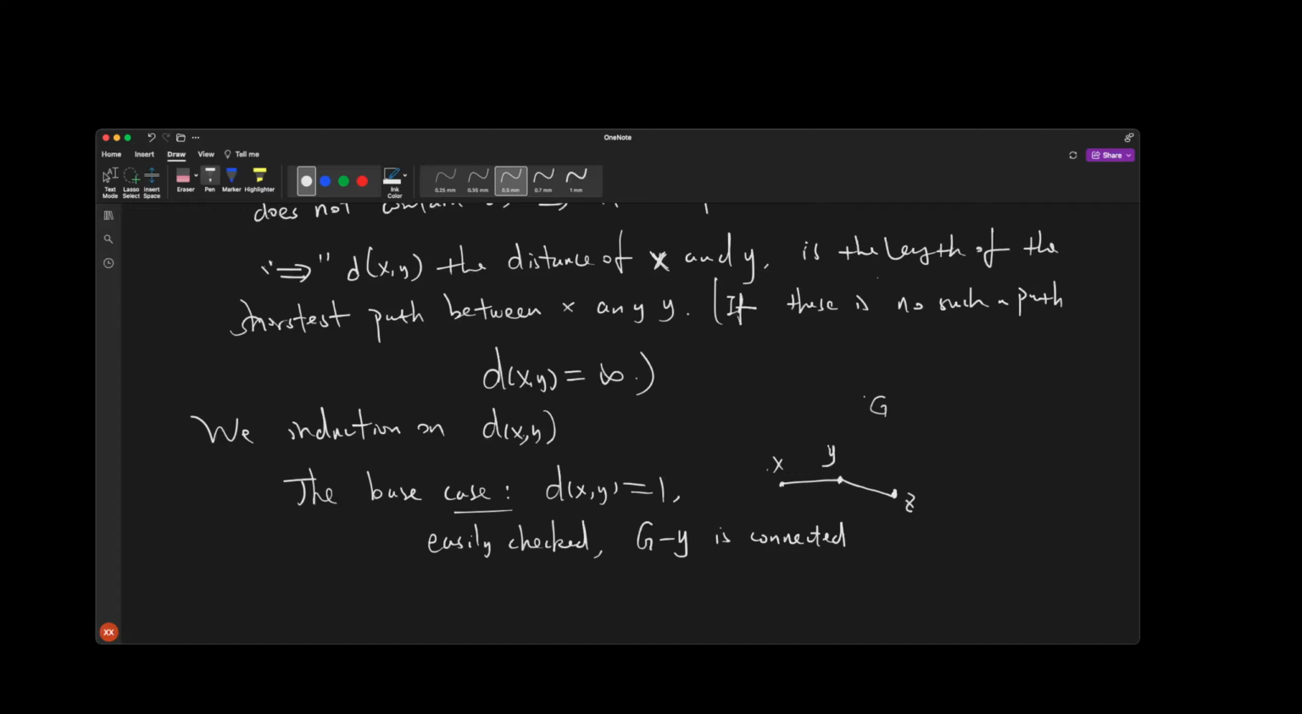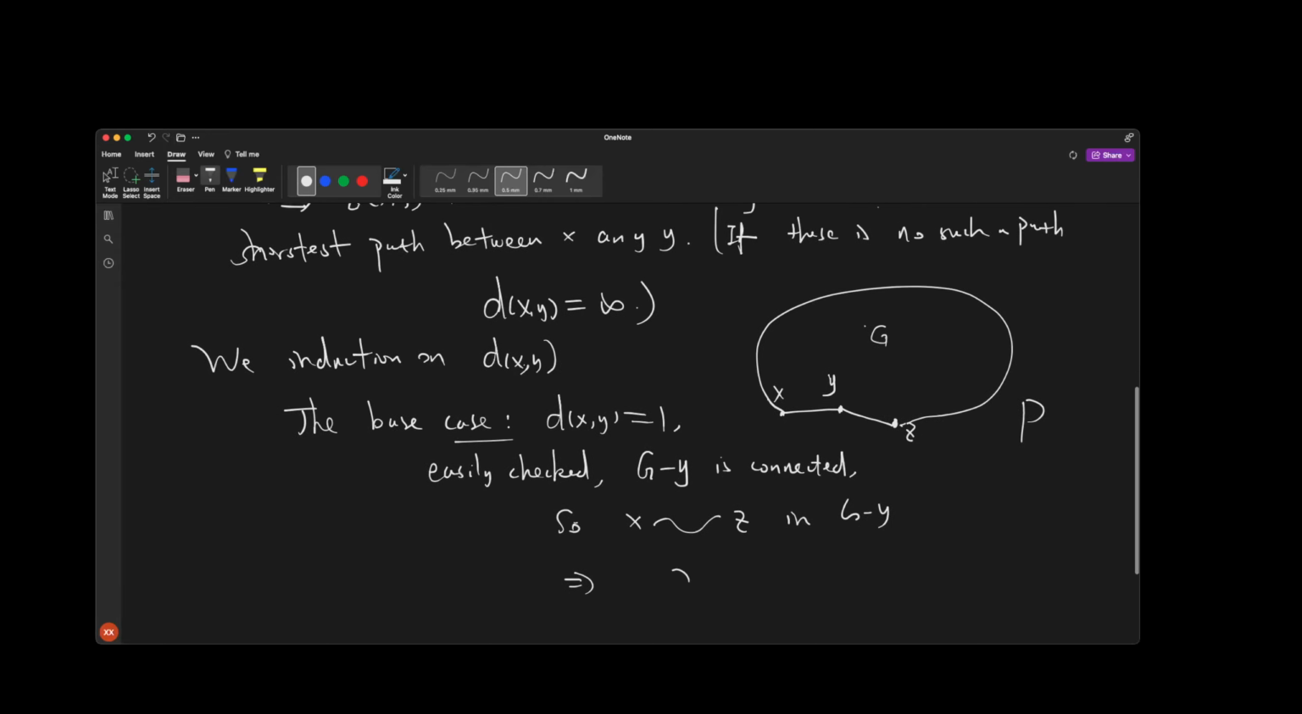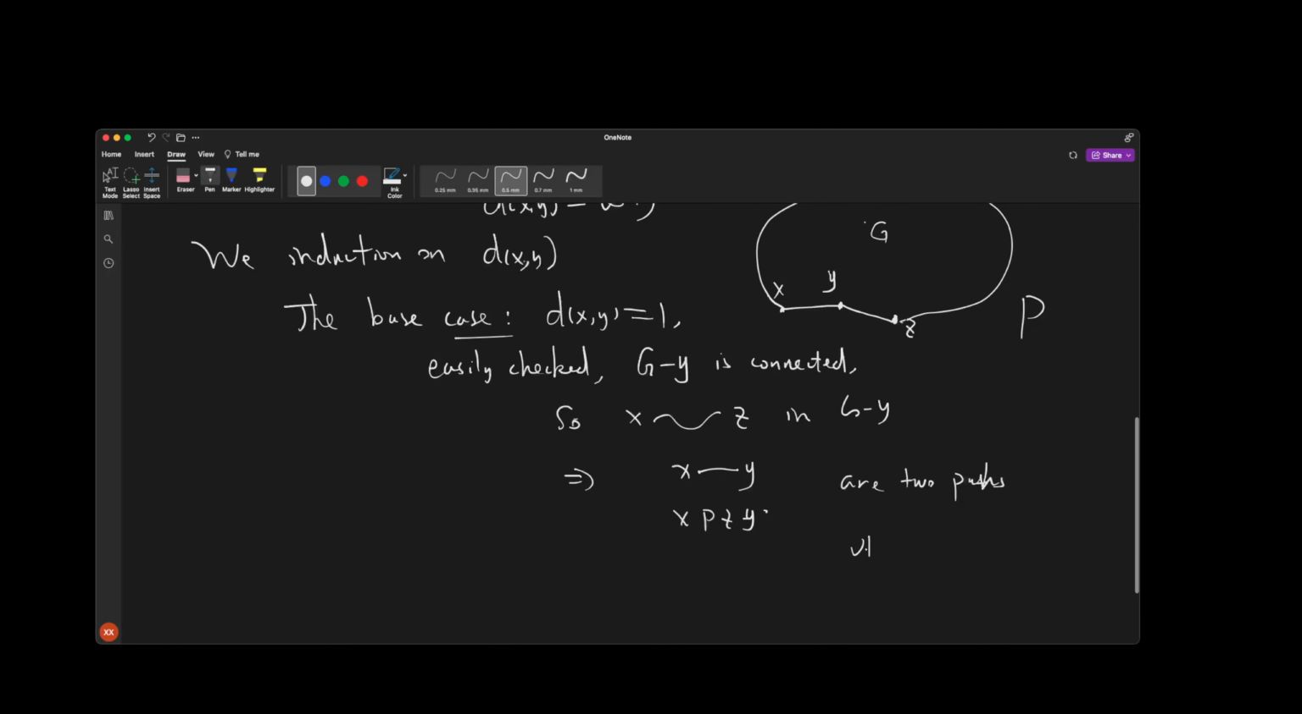Now I can do this. G minus Y is connected, so X will join Z in G minus Y. So there is a path, maybe we call it P, such that X connects to Z through P. Then XY and XPZY are two paths, vertex disjoint. So this finishes the base case.